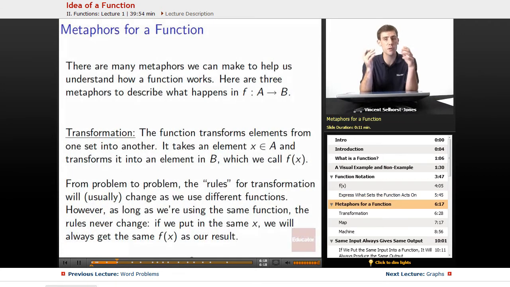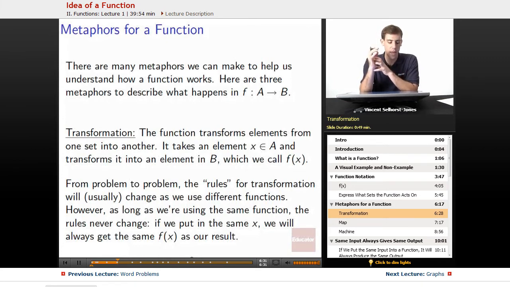There are a lot of metaphors that we can use to help us understand what's going on in a function. Here are 3 metaphors to help us understand what happens when f takes things from A and goes to B. So our first idea is transformation. The function transforms elements from one set into another. It takes an element x in A, and then it transforms it into an element in B, which we call f of x, or f acting on x. F of x is what it has been transformed into. That's what it is after the transformation.